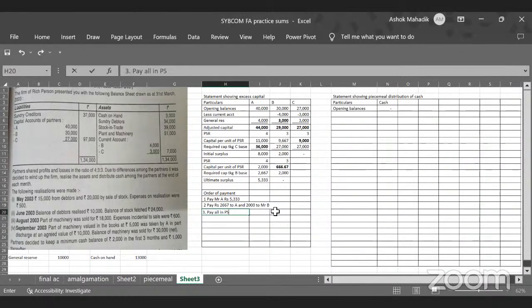in PSR. I have told you one cross check that after second payment of order is done, the partners' capital balance left will be in PSR. Okay. I hope this is clear. So we'll go for the statement showing piecemeal distribution of cash. Now, payment of order. Just a minute.